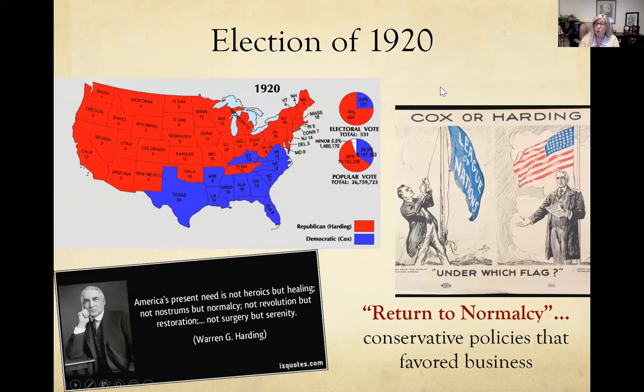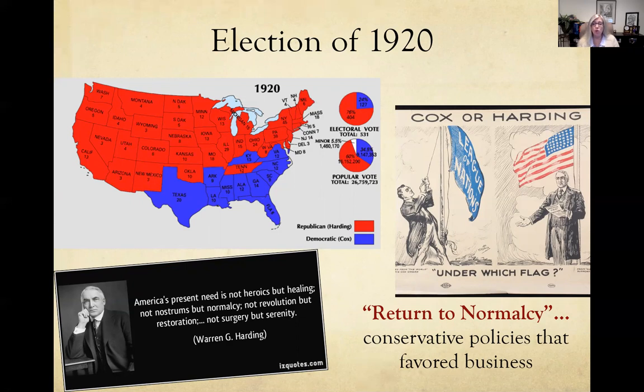All right, so fast forward to 1920. We've just gotten out of World War I. We've got problems with labor in the United States, labor unrest. We've got riots in the streets with Red Summer, and the election is rolling around. And we know that Woodrow Wilson had the massive stroke after he was trying to promote the League of Nations.